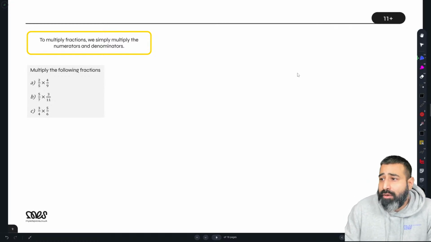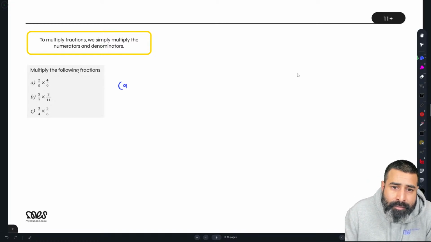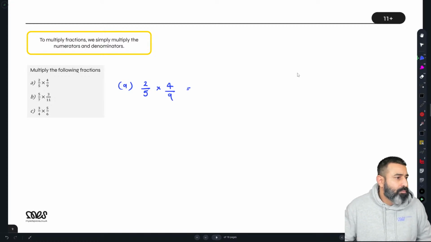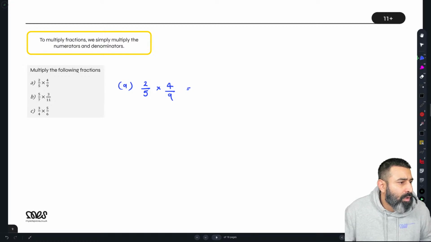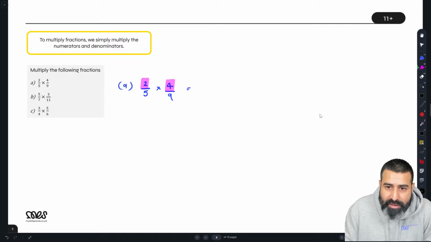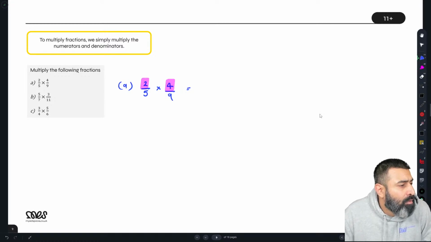So let's have a look at question A. So we've got 2 over 5 multiplied by 4 over 9. Tell me what to do. Your chat disconnected, no worries. So let's have a look at question A. What are we going to do to the numerators? What are we saying?